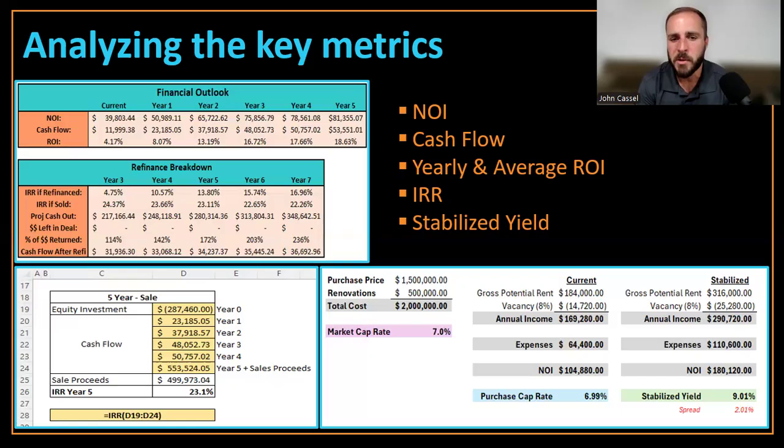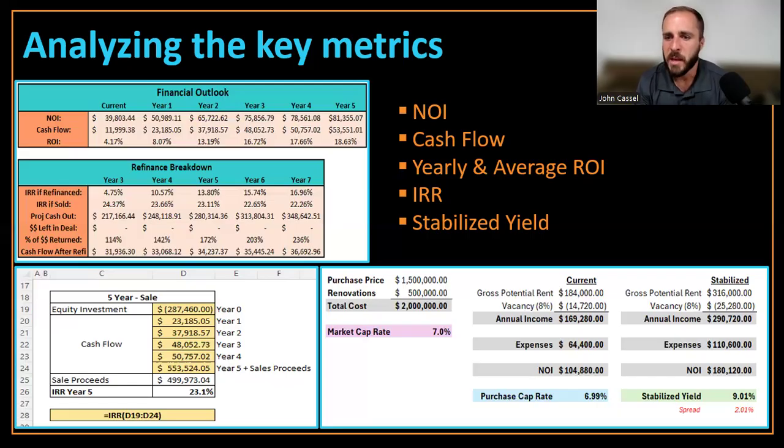And then when you're looking at stabilized yield, purchase price 1.5 million, renovation 500,000, total cost 2 million, market cap rate is 7. At the current figures, the NOI comes out to 104,880, giving you a purchase cap rate of 6.99%, which is right by the market cap rate. So you take that NOI and just divide it by the purchase price of 1.5 million.